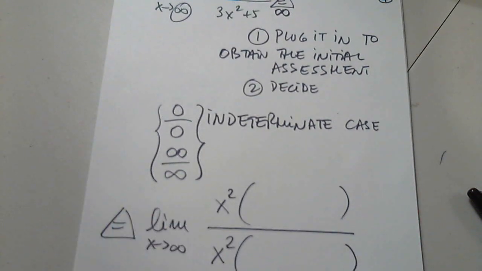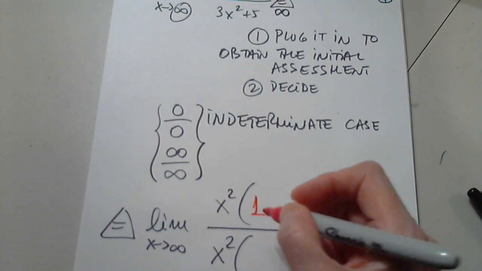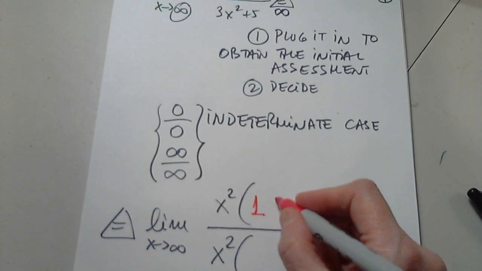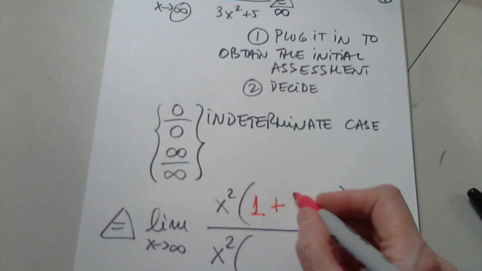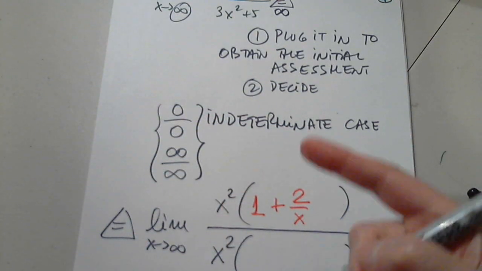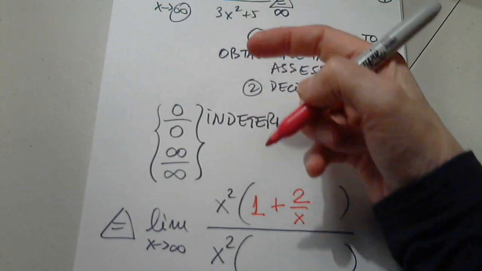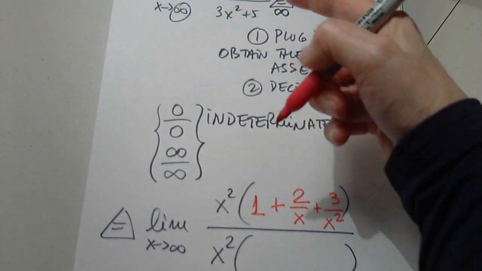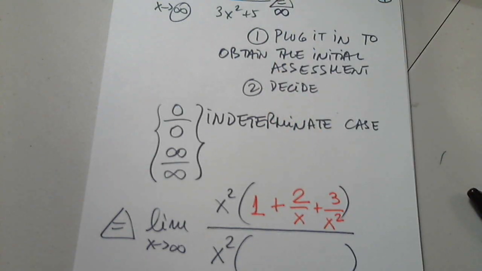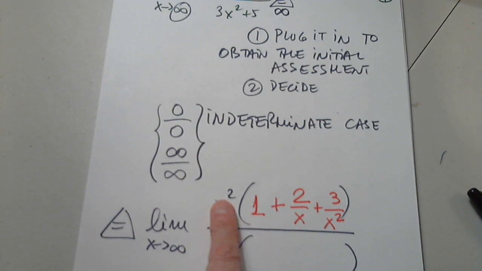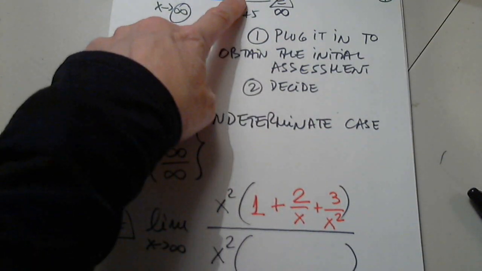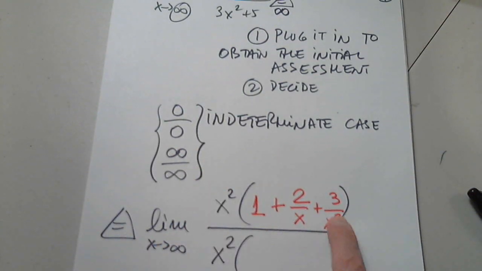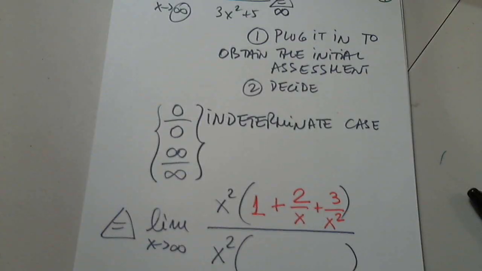So x squared times 1 will be x squared, plus x squared times 2 over x will be 2x, and x squared times 3 over x squared will be 3. X squared times 1 is x squared. X squared simplifies with 1 x, but 1 x is still left in 2x. X squared simplifies with x squared, and I get 3.